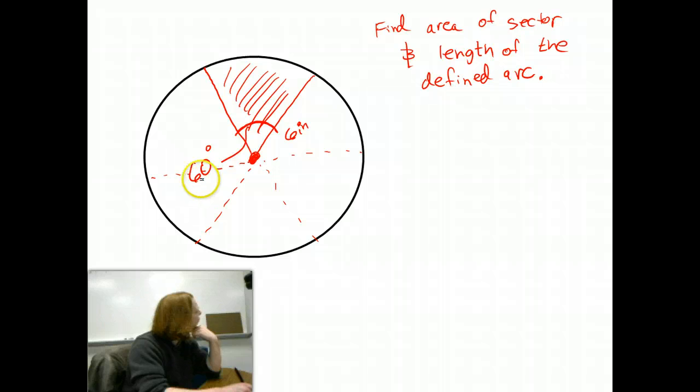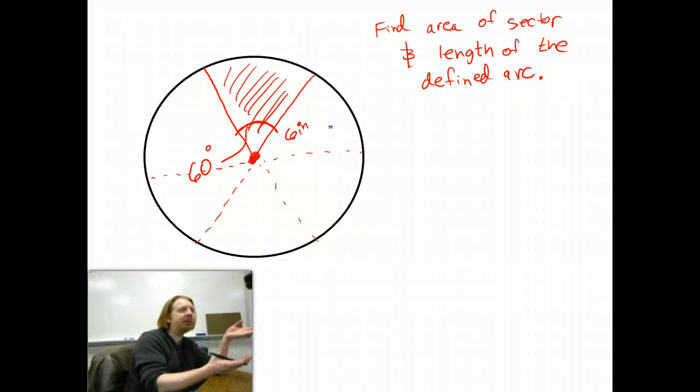So yeah, the 60 is given. Or again, if you know it's 6 slices, you could divide it out. So I'm going to start with sector area first. Then we'll do arc length, because I kind of think of it like you're eating the pizza. First you have your area of the pizza, and then you've got your crust.